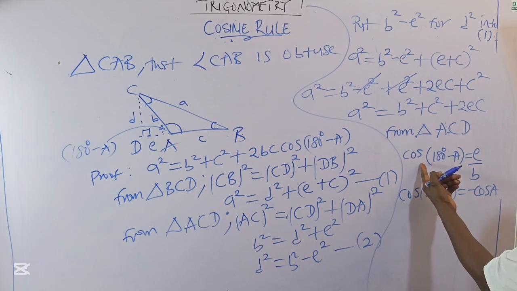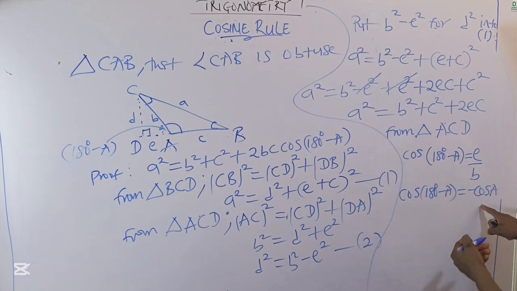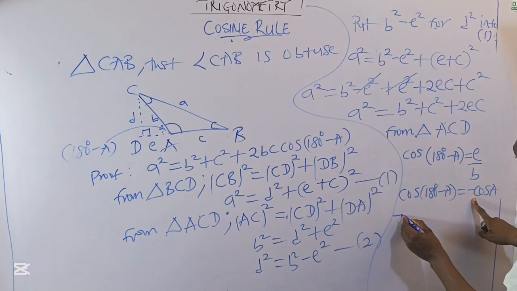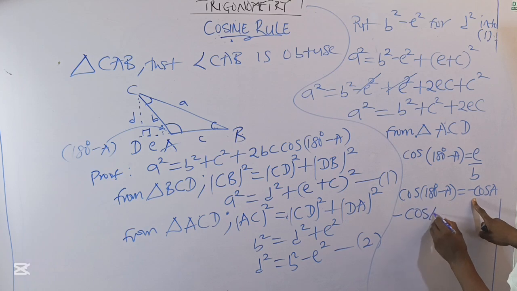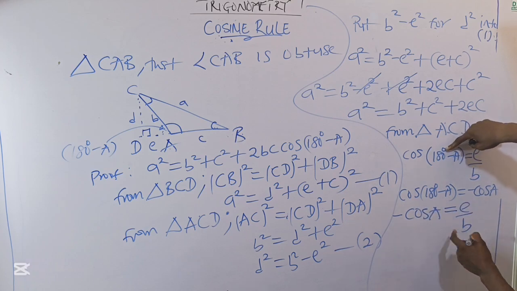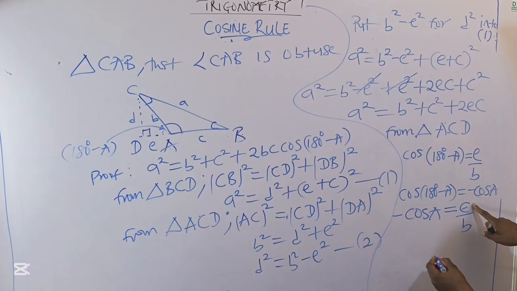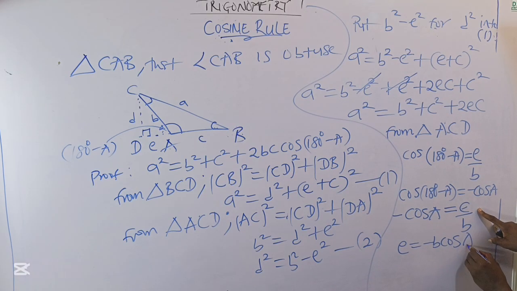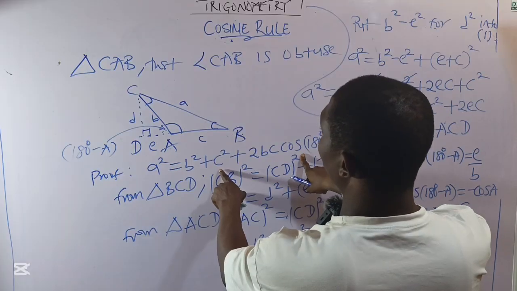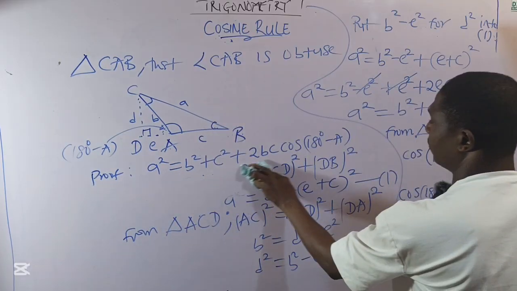And I'll replace my cos 180 minus A here with my minus cos A. And this becomes minus cos A equals e over b. And if I make e the subject of the formula, I'll have e equals minus b cos capital letter A. So I can clean some side now. But I don't need to clean what I'm proving because it's a guide.